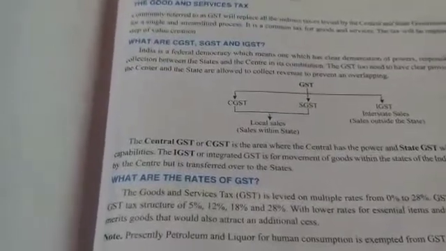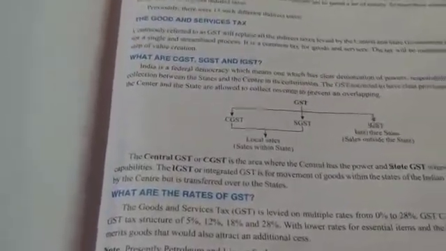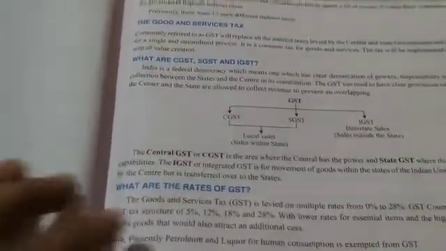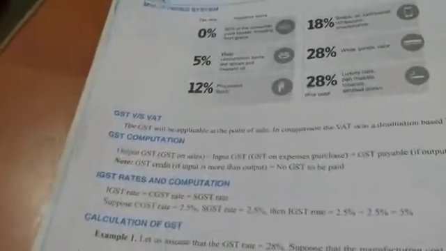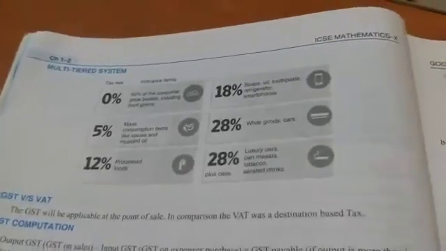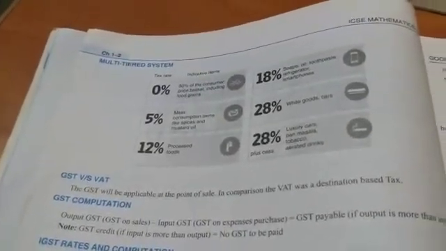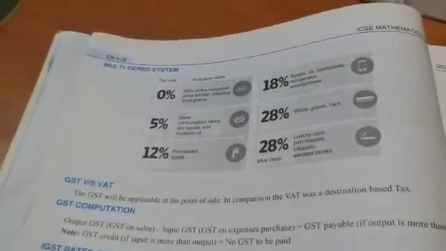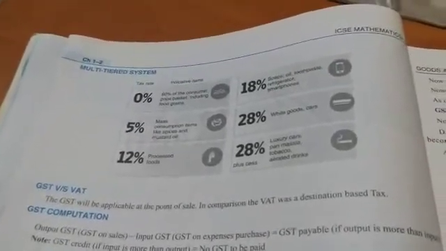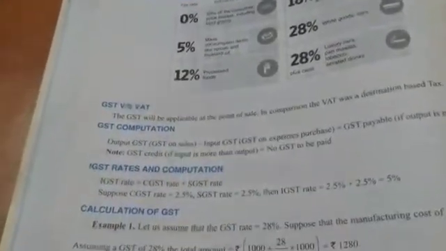My dear students, there are different rates on the materials. These rates are 0%, 5%, 12%, 18% and 28%. Now let us understand how this GST is calculated.